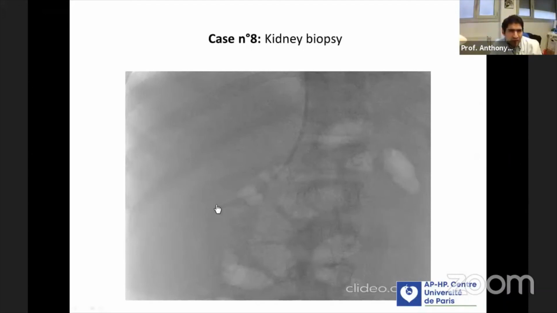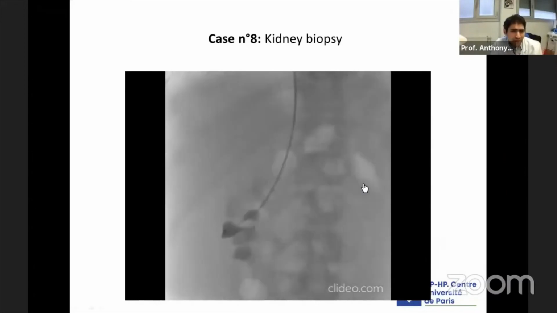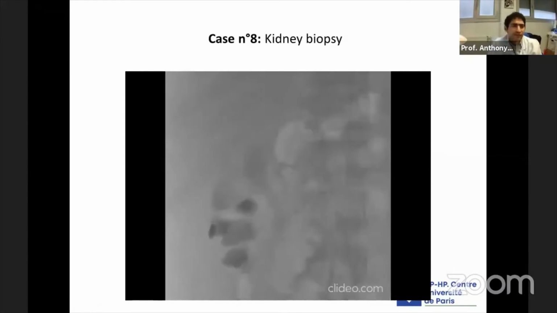Here in this case, you can see that the ribs are here, so probably the needle is too low for a liver biopsy, and you can see the biopsy here. And when you opacify after the biopsy, you see the kidney cavities that are opacifying. So clearly, that's something that happens, at least once in a career, to everybody.